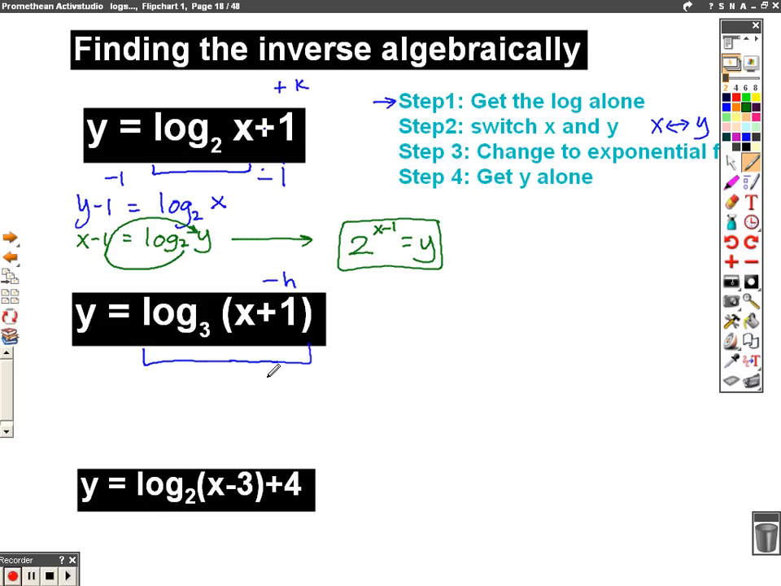So step 1, get the log alone. Now, the question is, is this log all by itself? Log base 3 of x plus 1. Is there anything that I need to get rid of? You might be tempted to subtract 1, the same as we did here. But notice, this is trapped, right? We're inside these parentheses. I can't really access that until I deal with getting it out of its box. Okay, so we have log base 3 of x plus 1. There's nothing to get rid of. My whole thing is my log. So get log alone, it's already alone. Now I change the x and y.